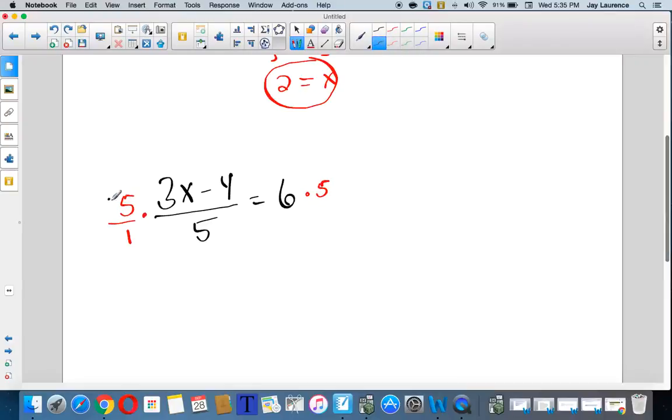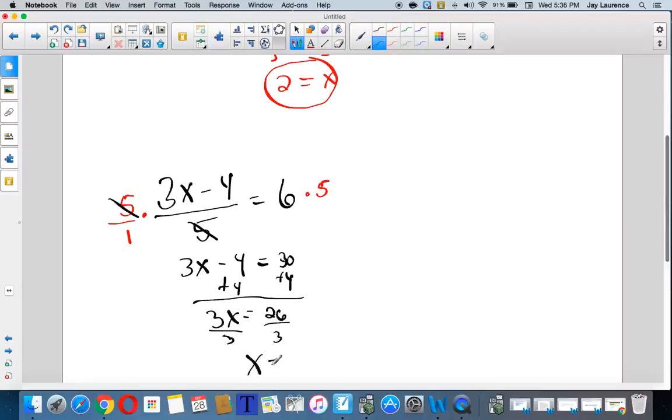The 5s are going to cancel, and 3x minus 4 equals 30. Now it looks like a simple two-step equation. So I'm going to add 4 to both sides, and I get 3x equals 26. I'm going to divide by 3.